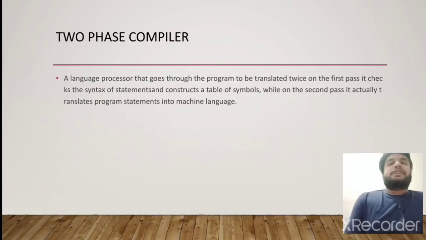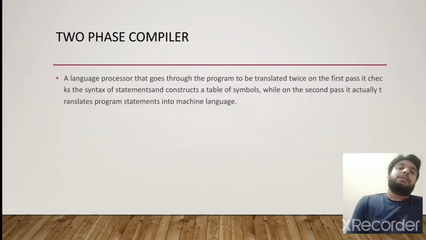Now, the two-phase compiler. This is a language processor that goes through the program to be translated twice. In the first phase, it checks the syntax of the statements and builds the symbol table. In the second phase, it actually translates the program into machine language. A two-phase compiler is also called a multi-phase compiler.